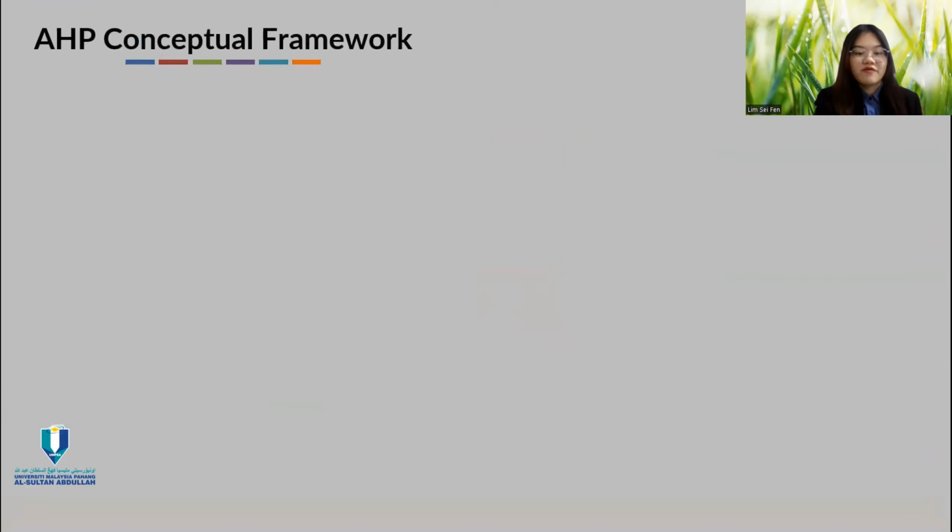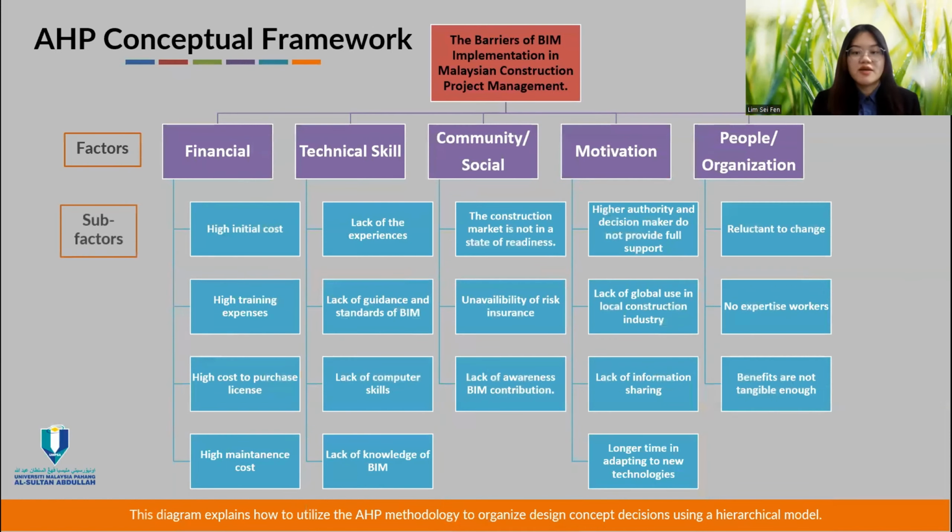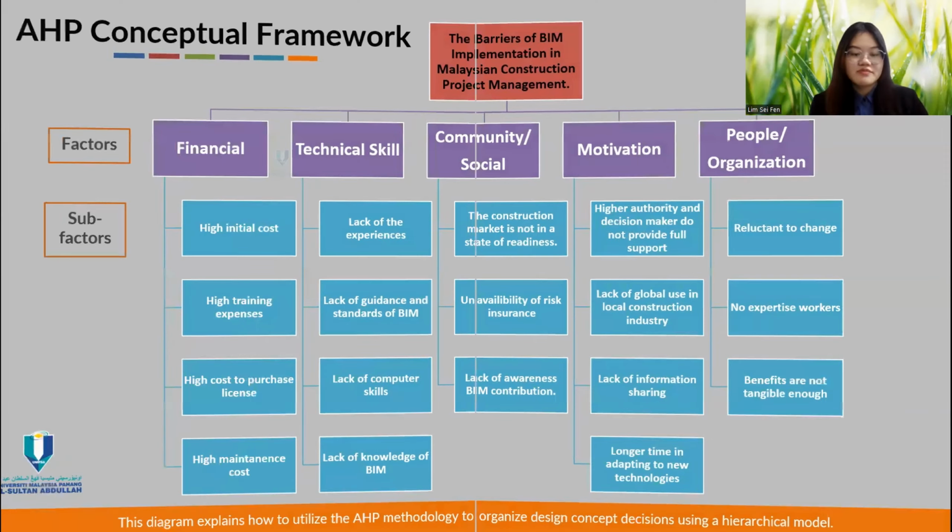A conceptual framework for AHP has been developed to achieve the first objective. The framework consists of three layers. The first level represents the barriers of BIM adoption. The second level identifies the factors contributing to these barriers, including financial, technical skill, community or social motivation, and people organizations. The third level further elaborates on sub-factors to support each sector.